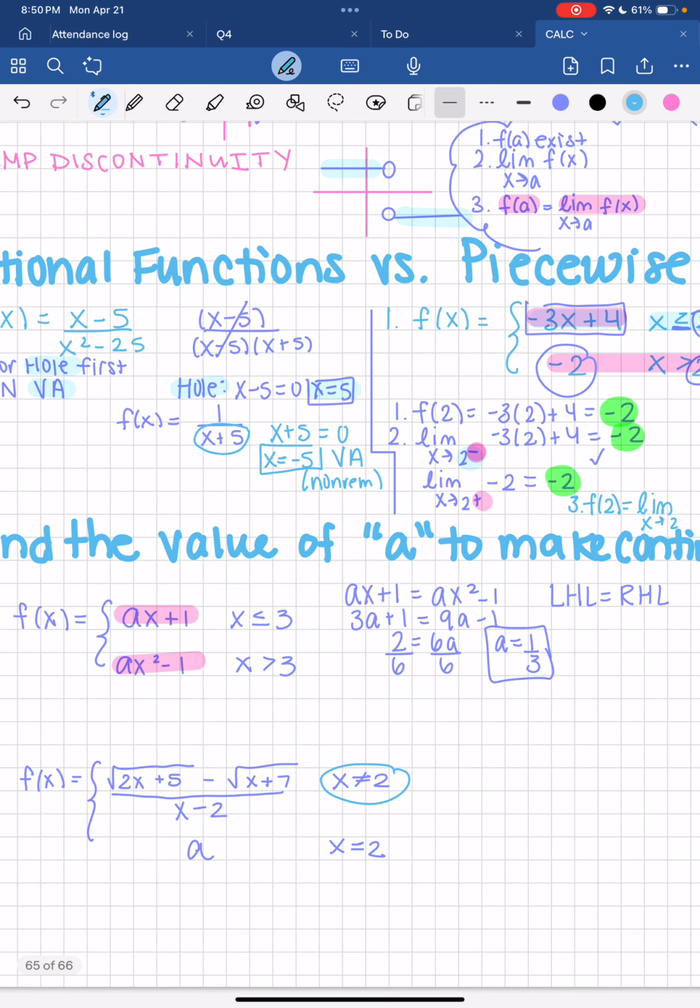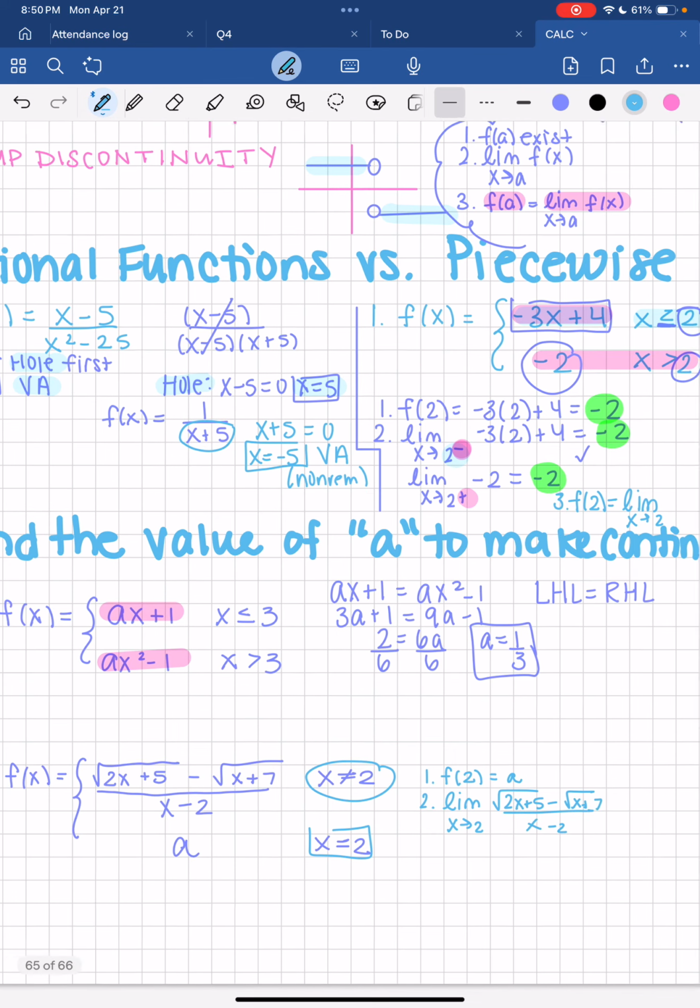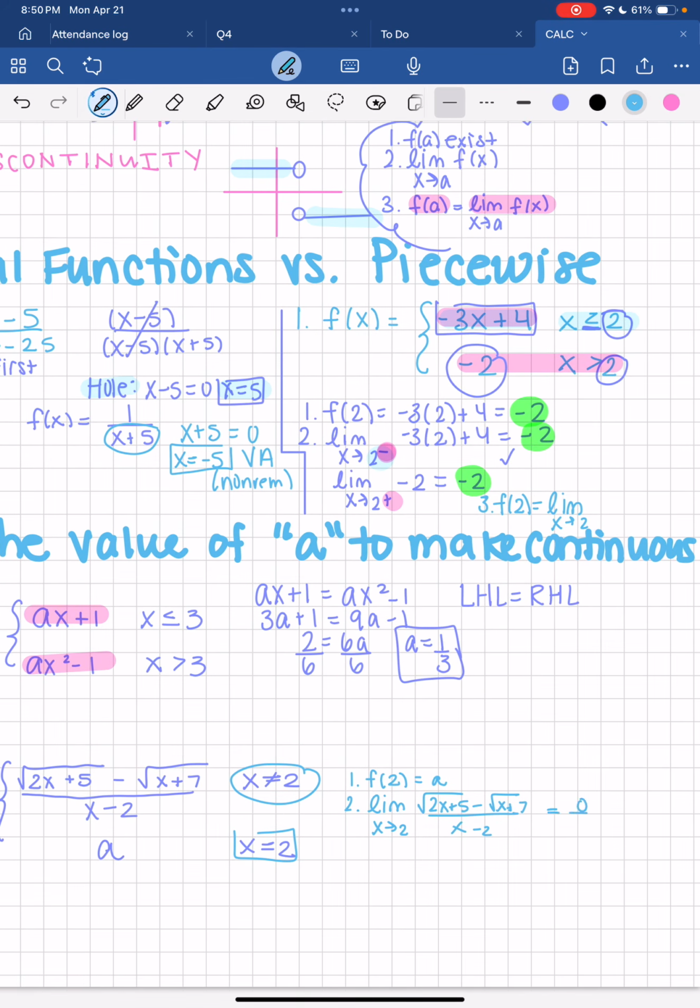So for this one, I'm going to apply the continuity rule. So step 1, we need to figure out what f of 2 is. Well, when x is 2, they're telling us it's equal to a. Great. Step 2, I need to make sure the limit as we approach 2 exists. Well, look at this. If we replace x with 2 right now, you're going to get 0 over 0, which is bad.